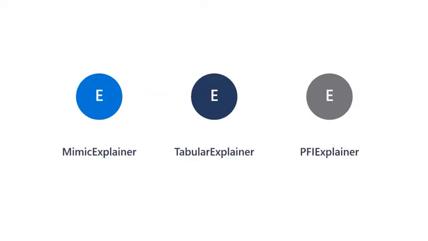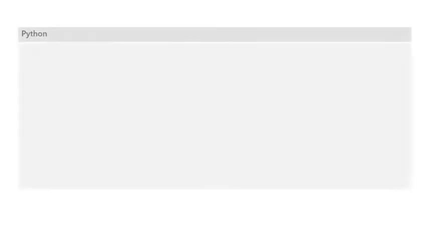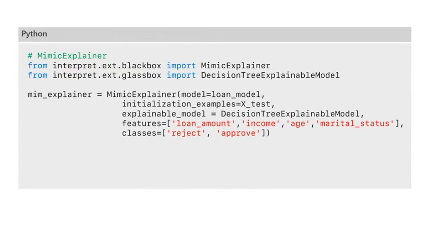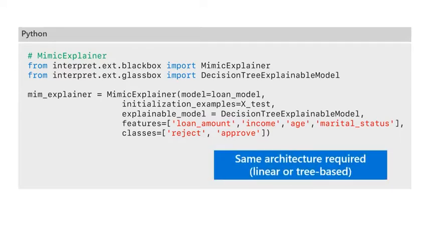There are multiple types of explainer, including Mimic Explainer, Tabular Explainer, and PFI Explainer. Let's look at these in a little more detail now. Mimic Explainer is an explainer that creates a global surrogate model that approximates your trained model and can be used to generate explanations. This explainable model must have the same kind of architecture as your trained model, for example, linear or tree-based.